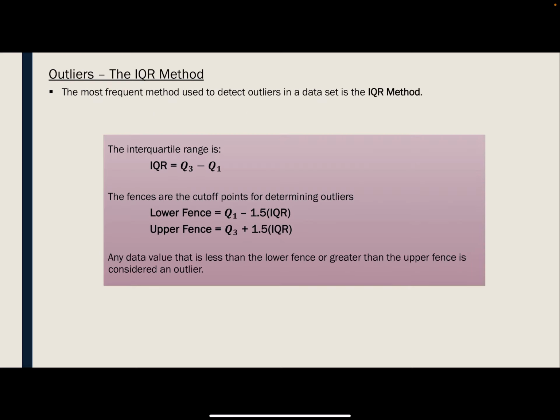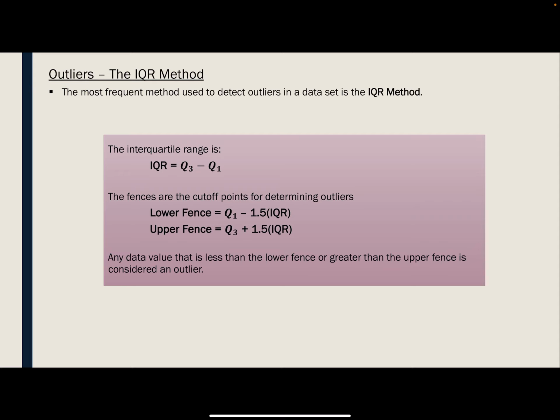Now, the other values that we need for a box plot are the IQR, and then we're going to calculate what are called fences. We use fences to calculate outliers. So a value that is below the lower fence would be considered a lower outlier, and a value that's above the upper fence is considered an upper outlier.